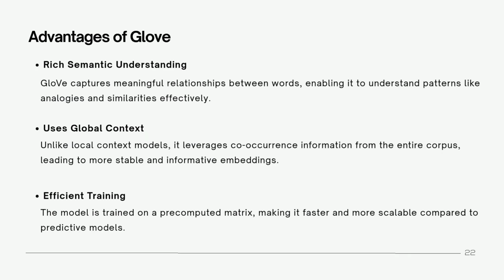Let us now summarize the advantages of GloVe. GloVe efficiently captures both global and local relationships, which makes its embeddings more meaningful. It produces vectors that reflect real-world word relationships, including analogies. Another advantage is efficiency. Since it uses a co-occurrence matrix and focuses only on non-zero entries, training is faster compared to many predictive models. Overall, it provides a good balance between performance and computational cost.